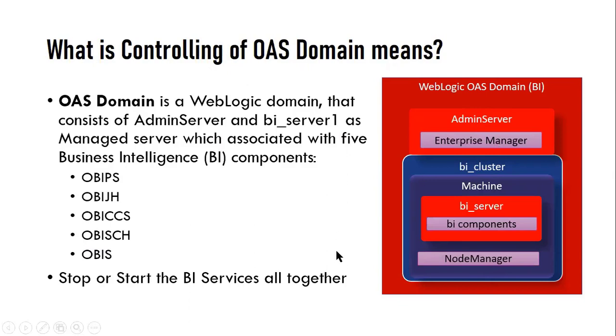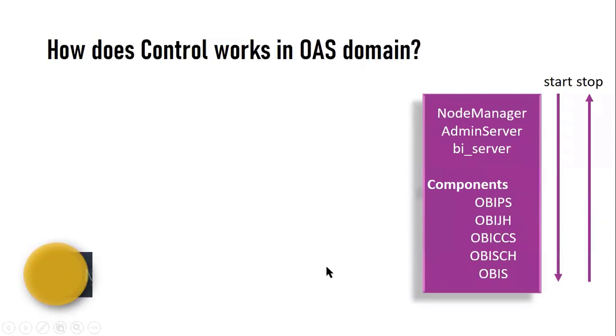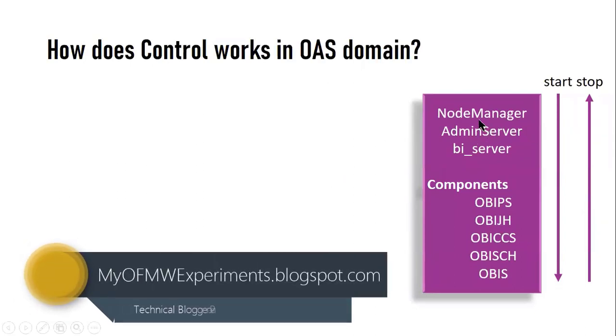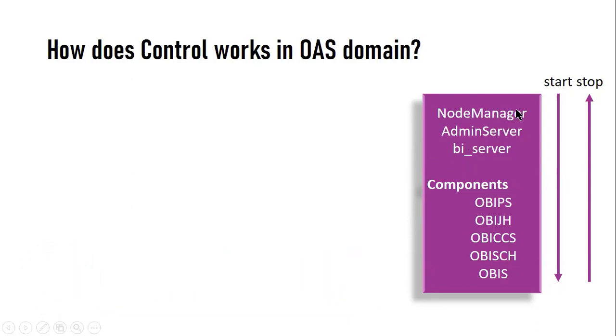To start and stop these two servers, admin server and BI server, we have 3 different choices. What are those? How are we going to do it? Let us see now. In the controlling of the OAS domain, we have the node manager, which is a Java process. The admin server and BI server are also Java processes, and these two are WebLogic servers. The other things you are seeing at the bottom are components.